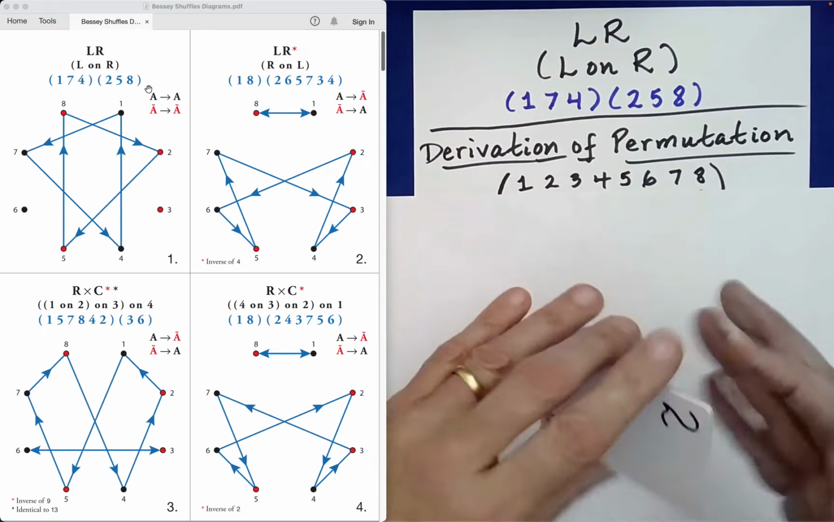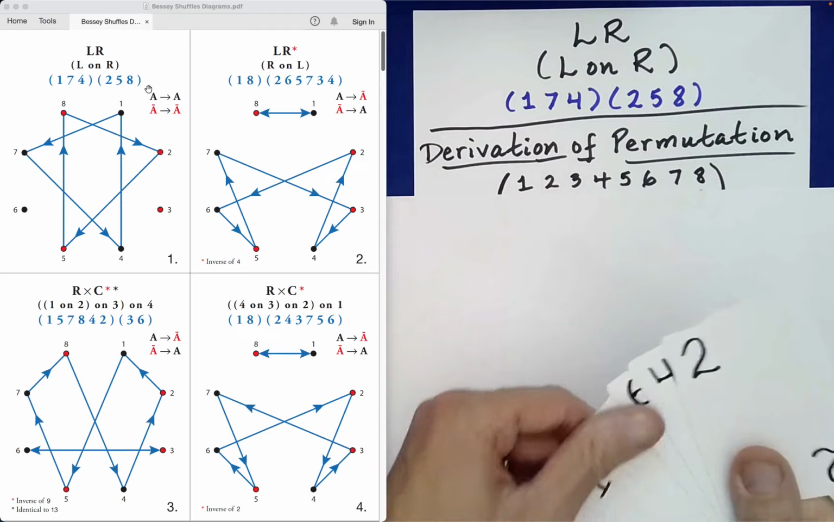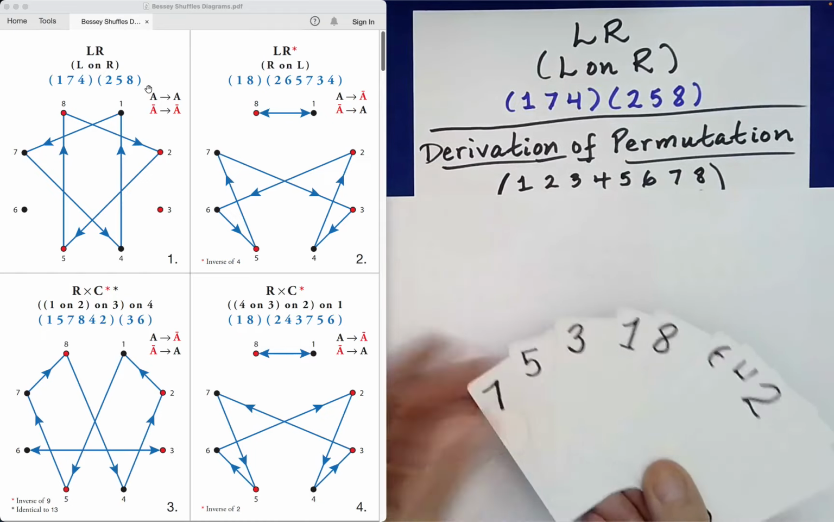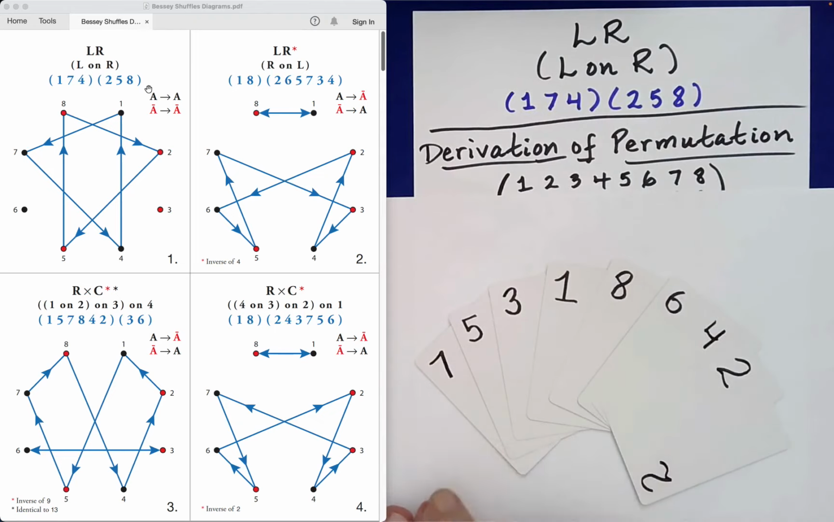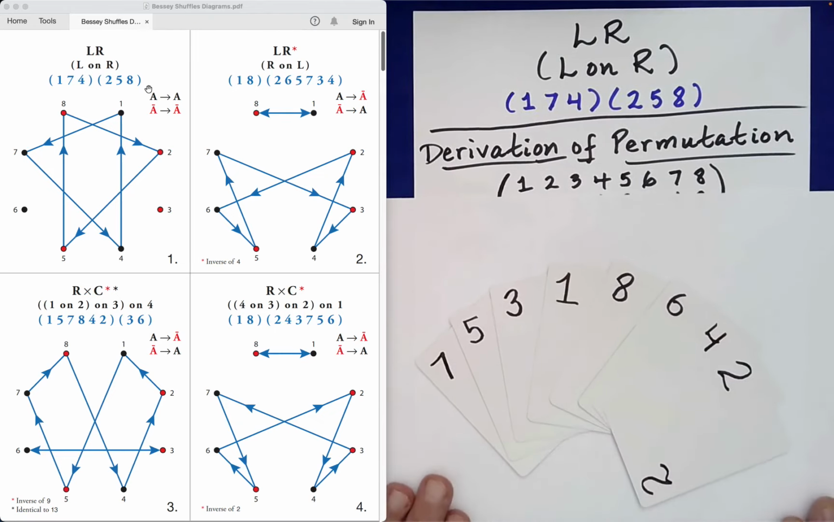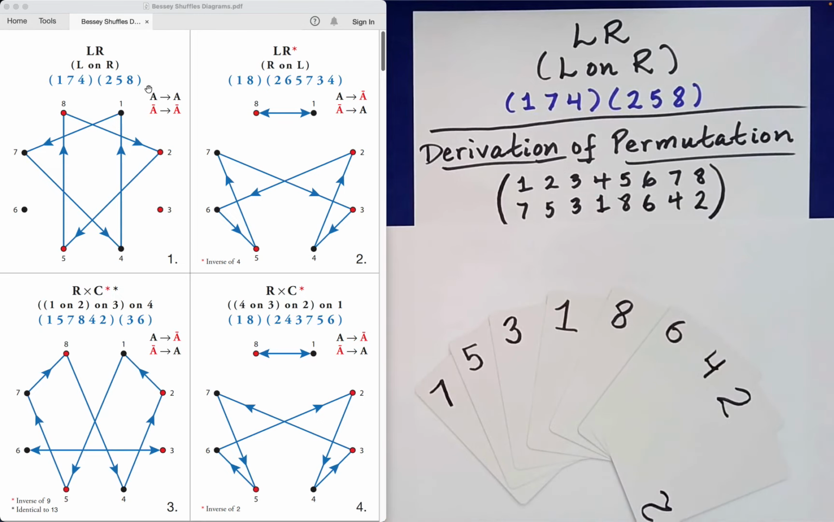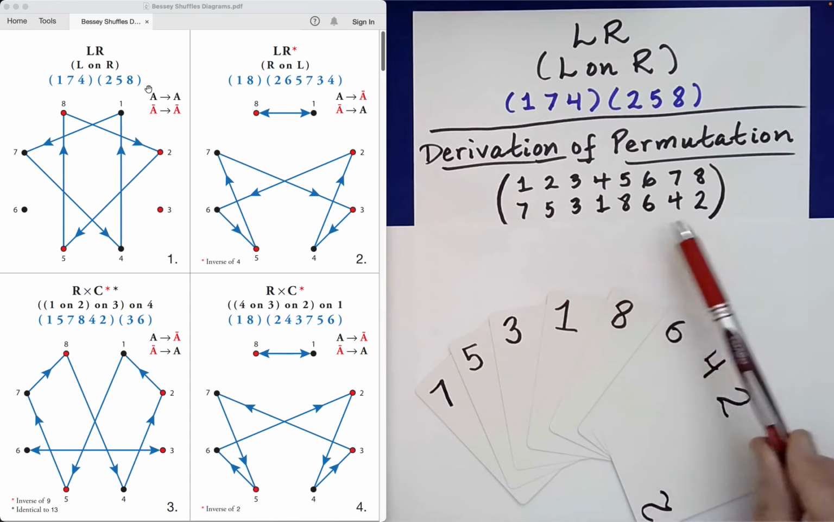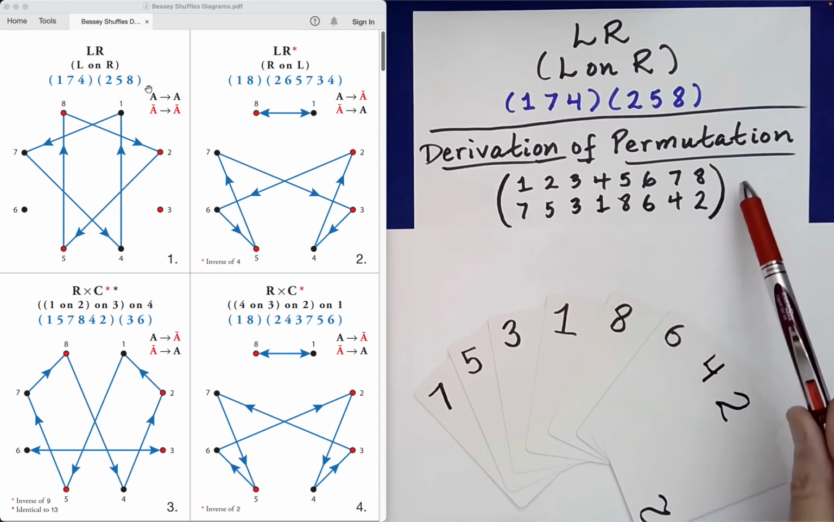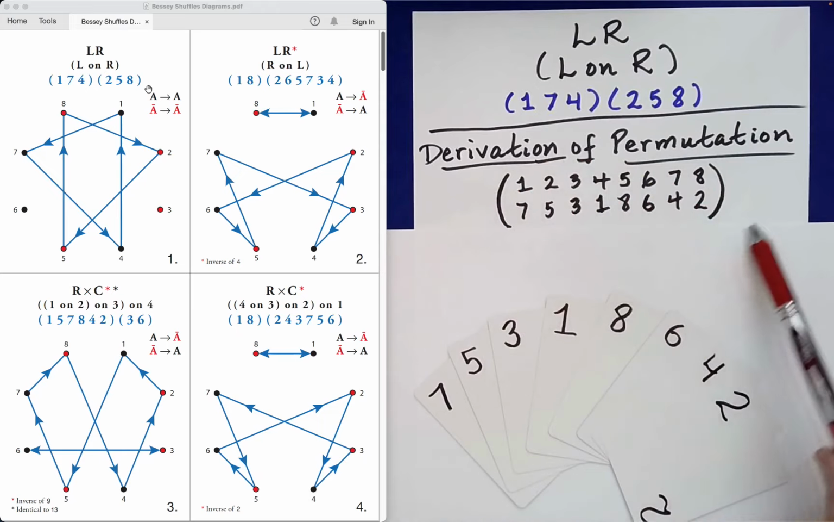What is the new ordering brought about because of that shuffle? Well, let's take a look. Okay, let me just put this down so you can see it. So it's 7, 5, 3, 1, 8, 6, 4, 2. What I've done here is simply written down the new ordering: 7, 5, 3, 1, 8, 6, 4, 2. And this is called Cauchy's two-line notation. It's a way of representing permutations, a way of representing the result of this shuffle on this packet of 8 cards.